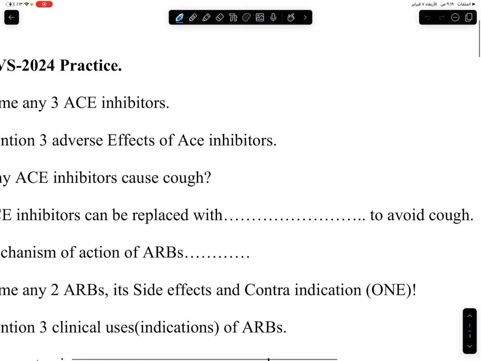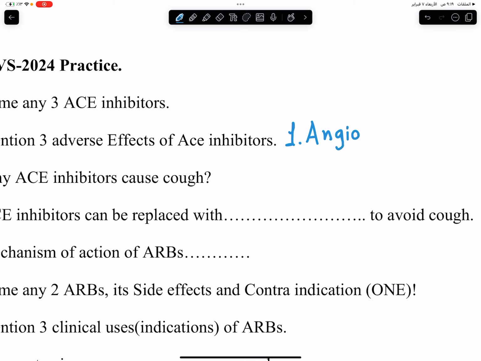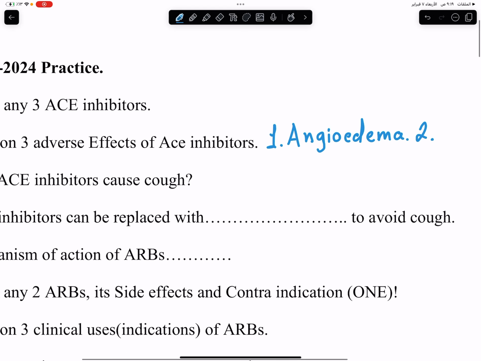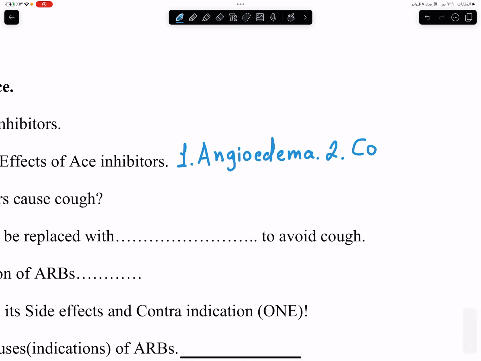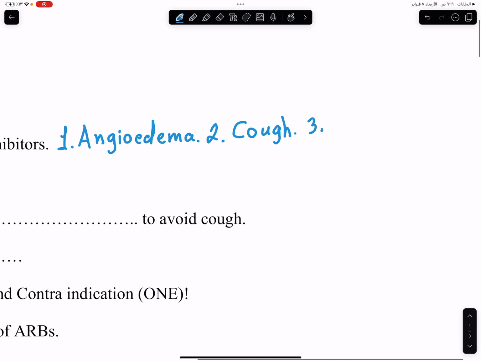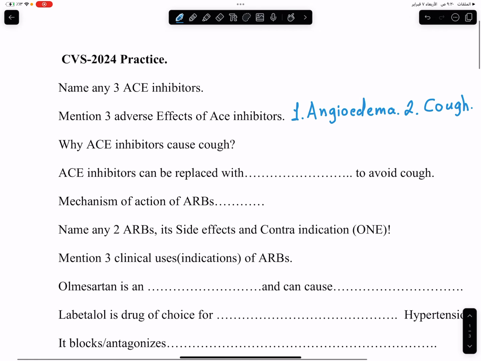Why is there cough with angiotensin converting enzyme inhibitors? The angiotensin converting enzyme hydrolyzes bradykinin, but if you block this enzyme, what will happen to the bradykinin? The level of bradykinin will go up, because it increases bradykinin in the respiratory tract, so it will cause dry cough.